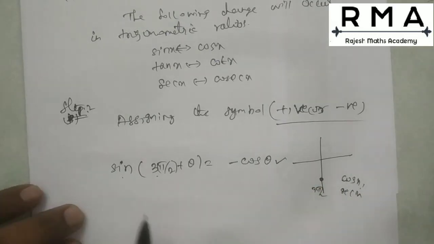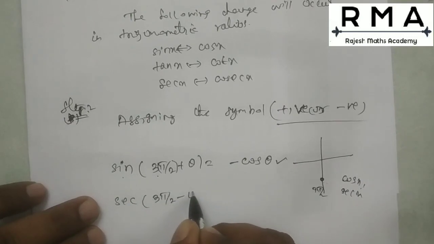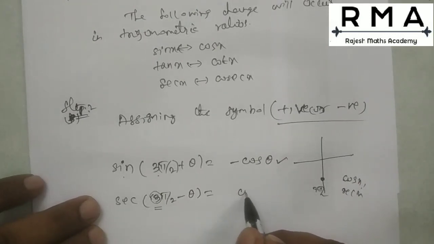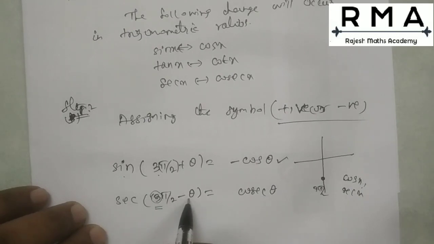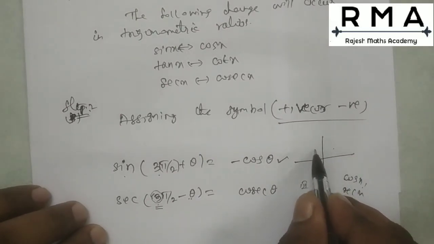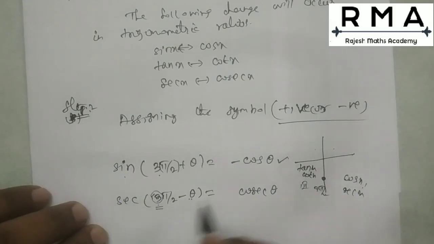Clear? I'll explain one more problem. For example, secant of 3 pi by 2 minus theta. 3 pi by 2 is an odd multiple of pi by 2, so secant will change into cosecant theta. Now what is the symbol for 3 pi by 2 minus theta? It is the third quadrant. In the third quadrant, only tan and cot are positive, so secant is negative. So negative cosecant theta will come.